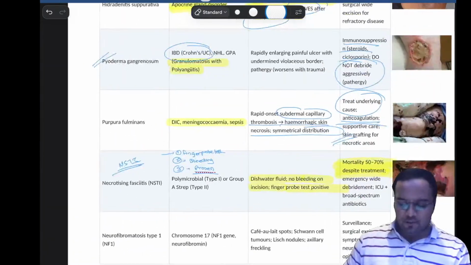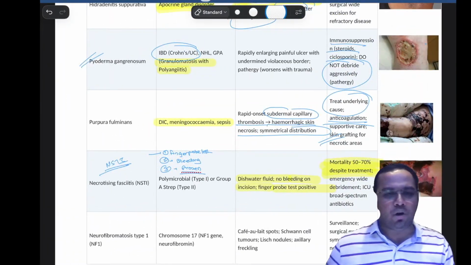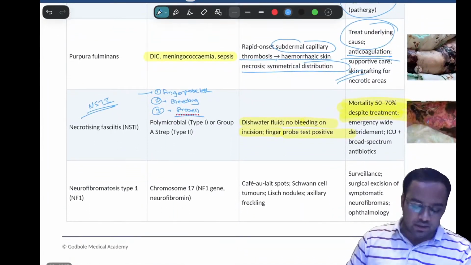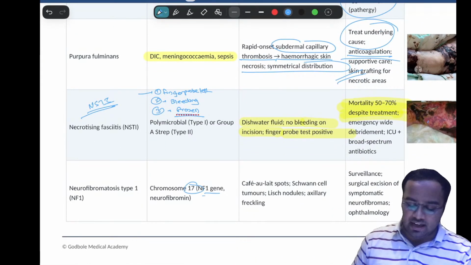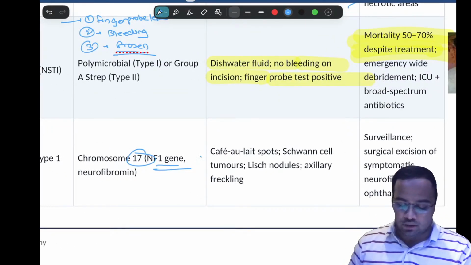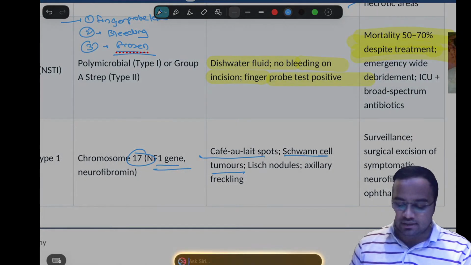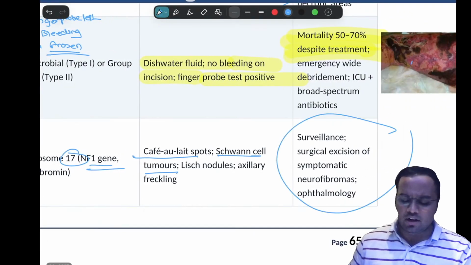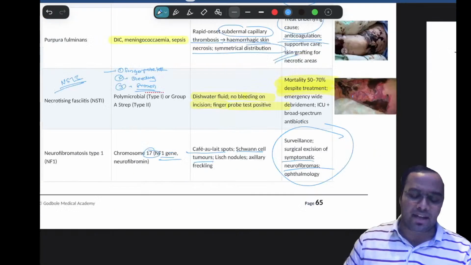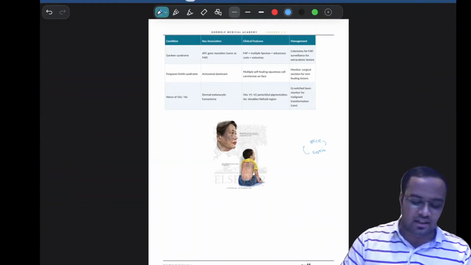Then again, neurofibromatosis, there are multiple café spots. It is an important MCQ for NEET PG specifically. So you know that neurofibromatosis is on chromosome 17, NF1 gene. This patient might also have multiple vestibular schwannomas. So café spots, Schwann cell tumors, and Lisch nodules. And here you are going to just do the excision of symptomatic neurofibromas, and always do an ophthalmic examination because this patient might have optic neuromas as well.